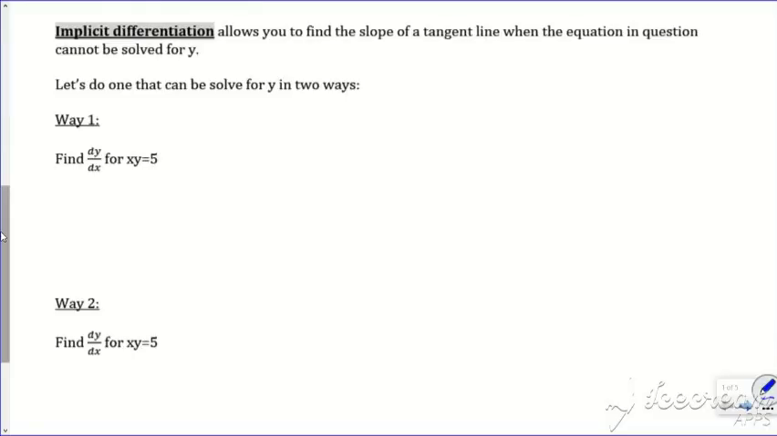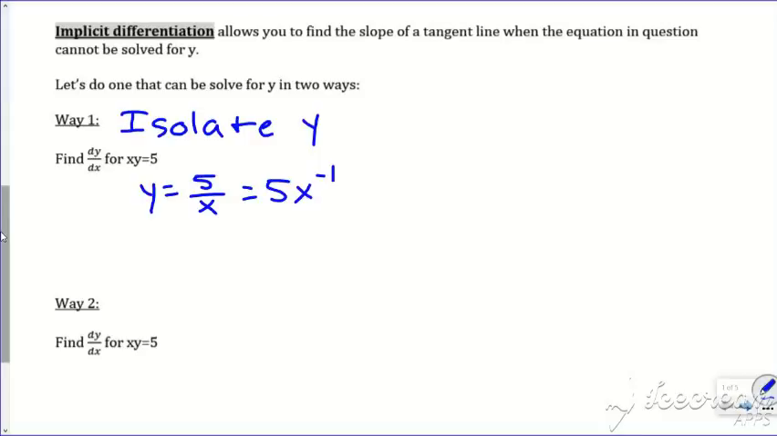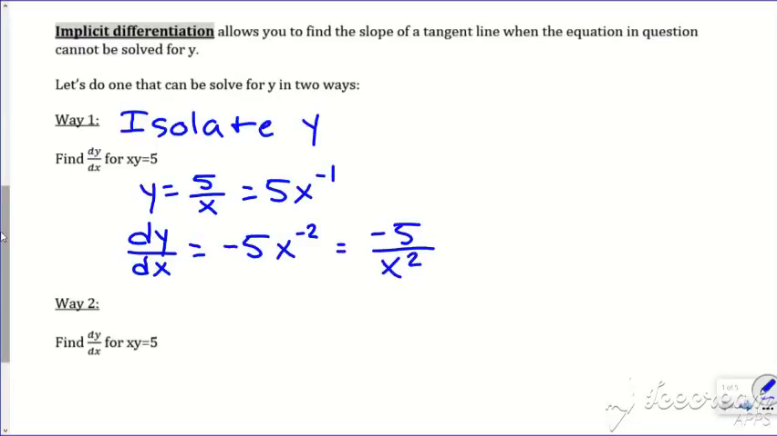So the first way that we've been doing is to isolate y. So in this case, the first thing I could do is say y equals 5 over x, or y equals 5x to the negative 1. To take the derivative then, dy dx would be negative 5x to the negative 2, or negative 5 over x squared. And that's our derivative.